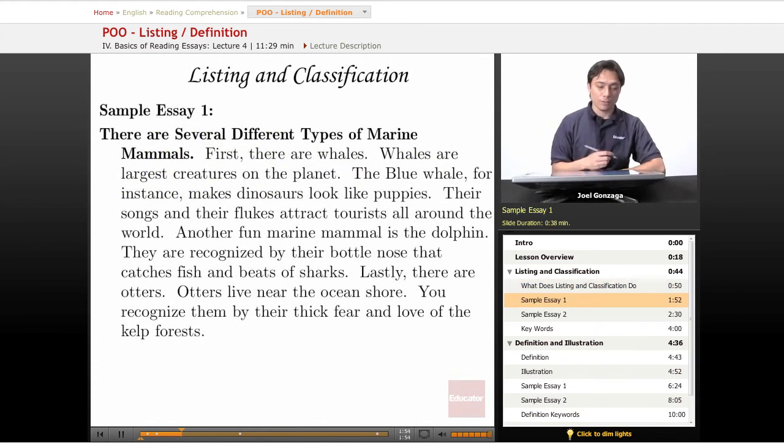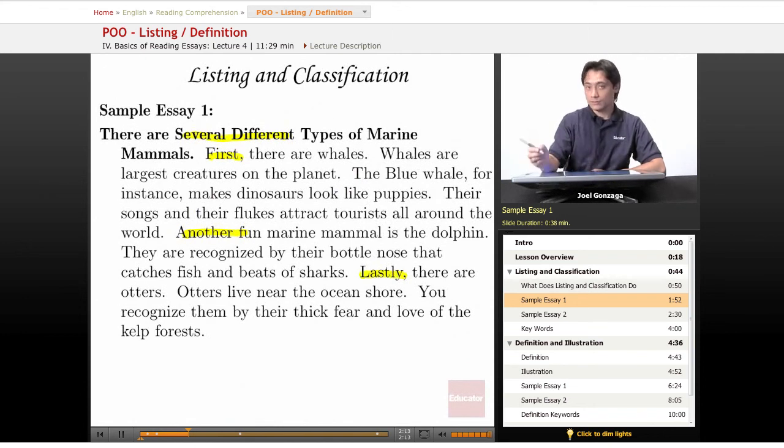Sample essay number 1. There are several different types of marine mammals. First, there are whales. Blue whale, for instance. Another fun marine mammal is a dolphin. Skimming along. Lastly, there are otters.